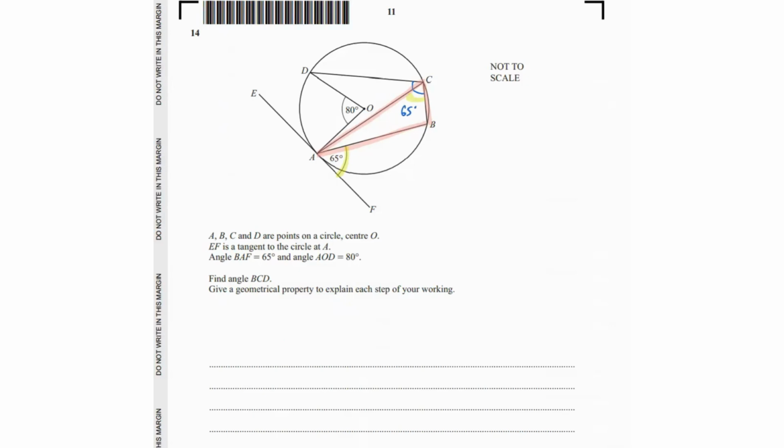Then, according to another circle theorem, angle at the center is twice the angle at the circumference, given that they're coming from the same segment. So the segment is DA. So angle at the center, which is AOD, is twice the angle at the circumference, which is DCA. So that means this is going to be 80 divided by 2, and that's 40 degrees. So BCD is going to be 40 plus 65, which is 105.